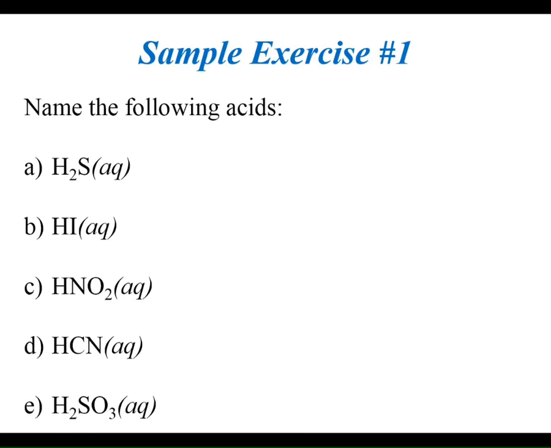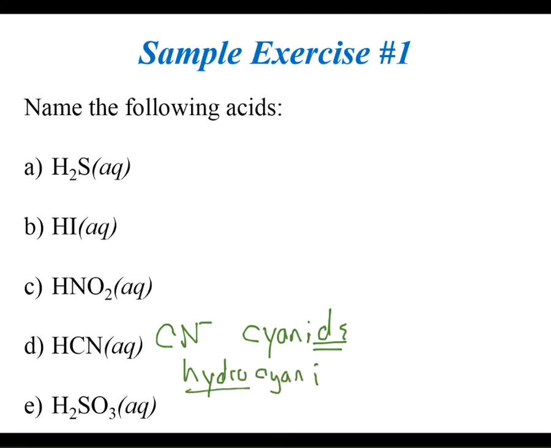Okay, what'd you get for D? Hydrocyanic, right, because this leaves behind CN negative, which is called cyanide. Oh, ide. I'm going to put hydro on the front, keep the cyan, ic acid. Hydrocyanic acid, right?